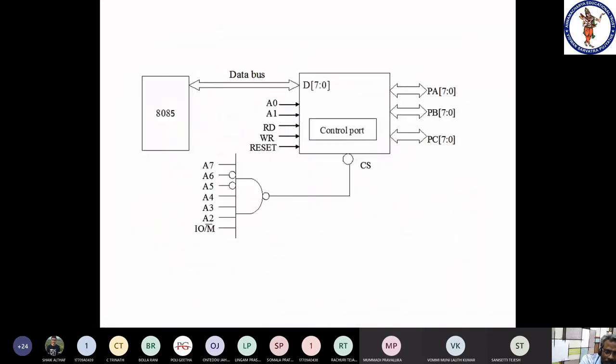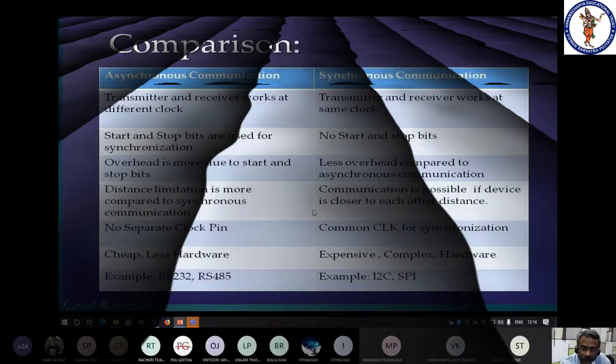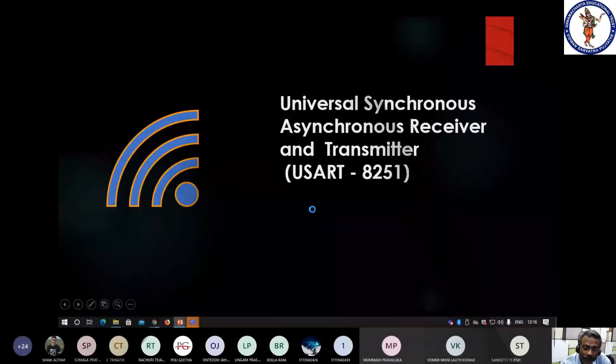Any doubts regarding these two topics, you can ask. This is very, very important: A to D, followed by D to A. Both are 8-bit. Yes? Any doubts you can ask. Is it visible to you? This screen? Yes?